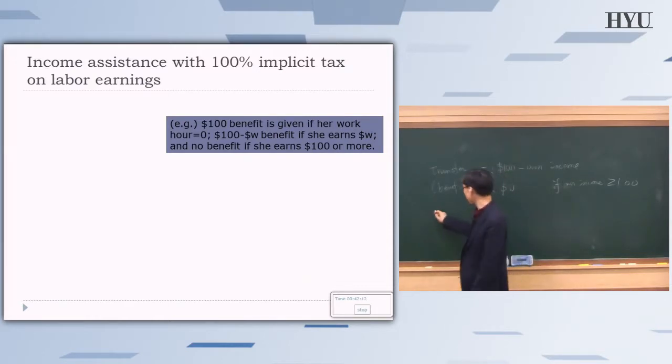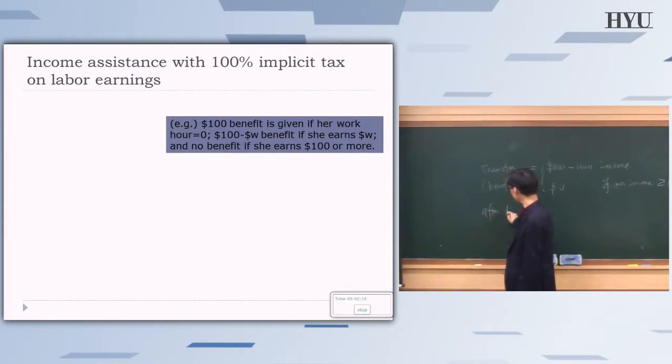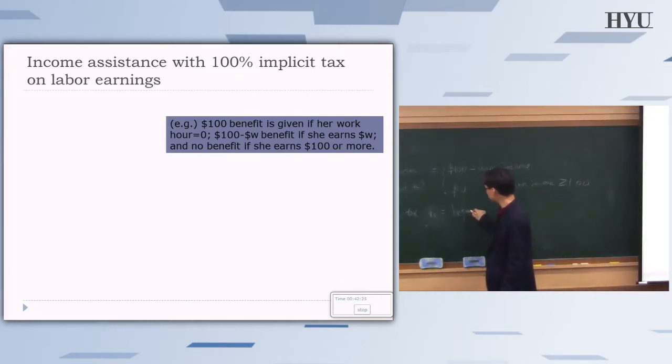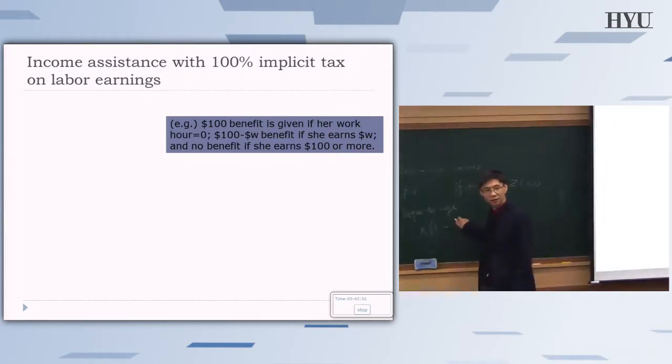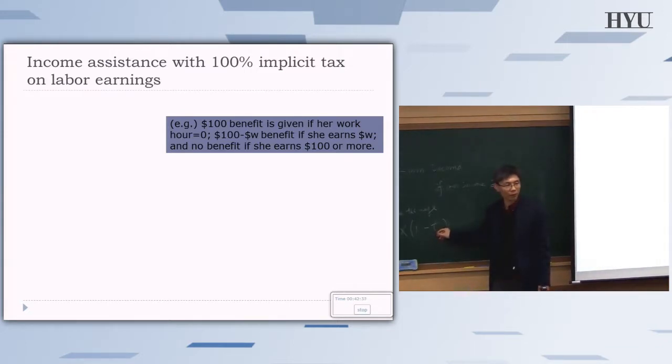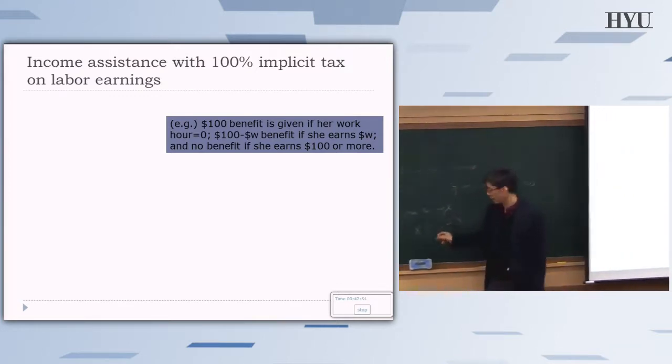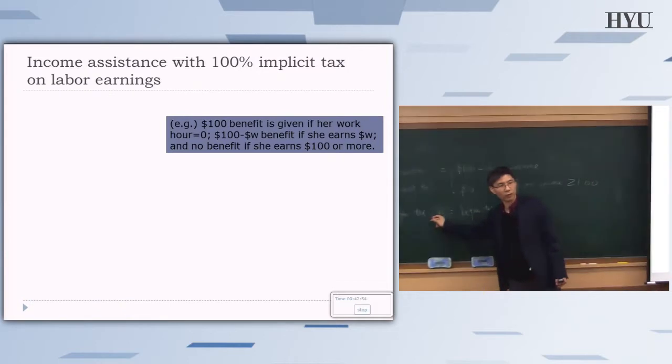So the after-tax wage rate should be the before-tax wage times 1 minus the tax rate. If the tax rate is 0.5, then the after-tax wage rate is just 50% of the before-tax wage. And if it's 1, like a 100% tax, it's 0. So if her before-tax wage rate was 10, but since the implicit tax is 1, her after-tax wage is 0.